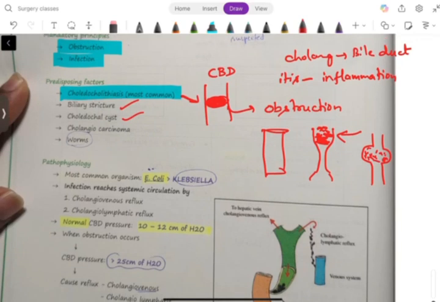Again, cholangiocarcinoma, same, there will be a mass growing from the bile duct. A mass starts to grow from here like this. This will lead to obstruction, and basically that will lead to cholangitis.